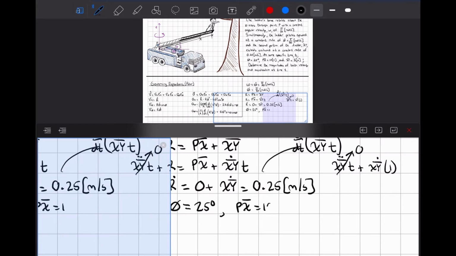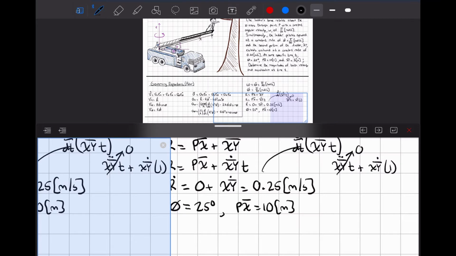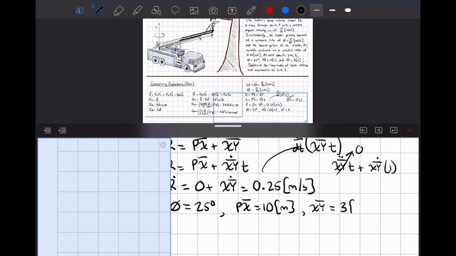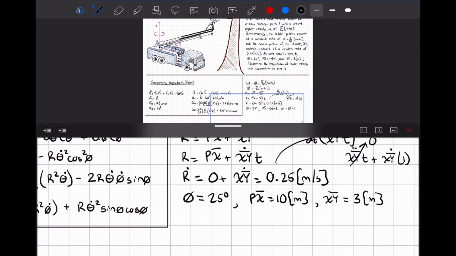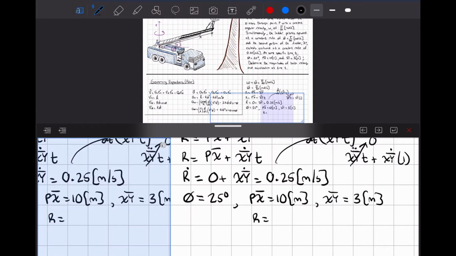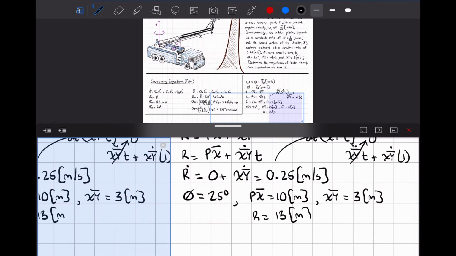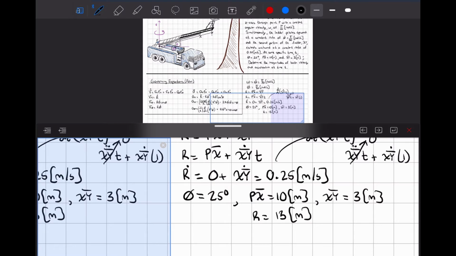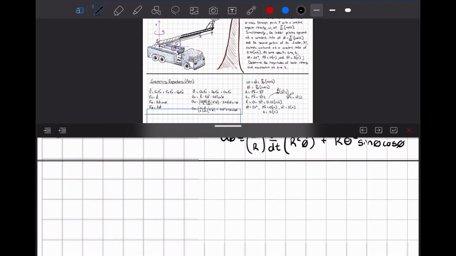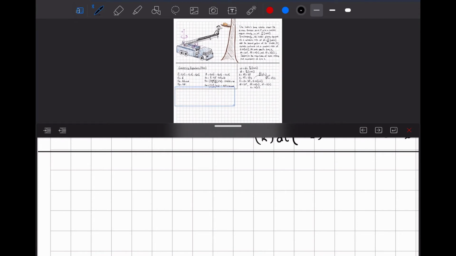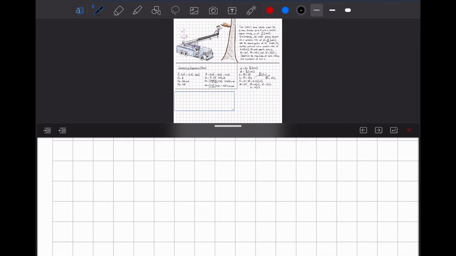Px is equal to 10 meters, and then xy is equal to 3 meters. And so consequently that makes r, which is equal to px plus xy, 13. All right, cool. Now we can move along with the problem. So I'll just reorient the page.